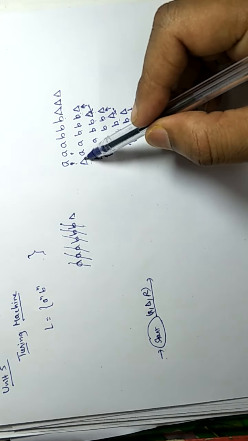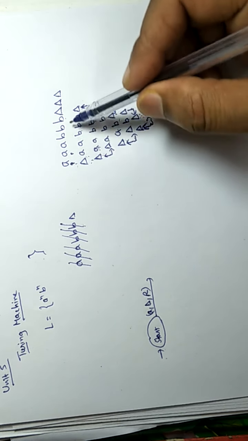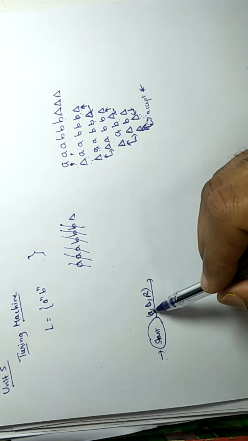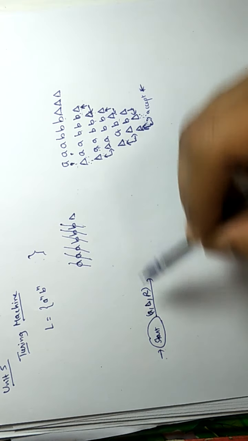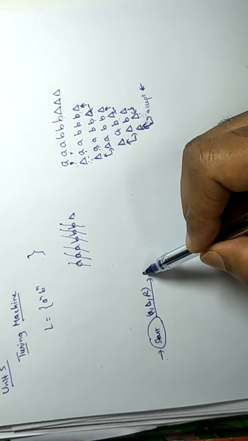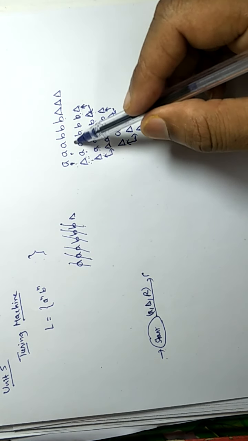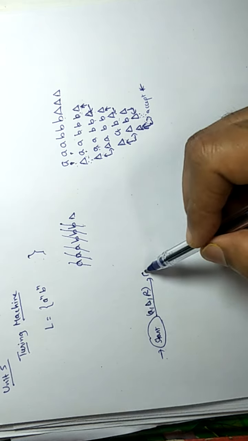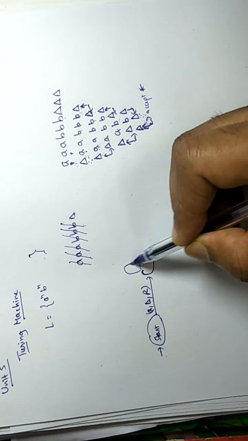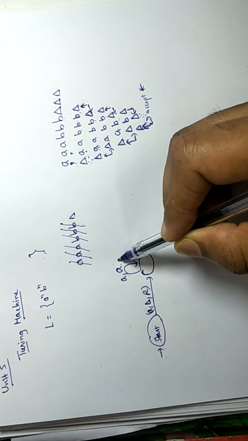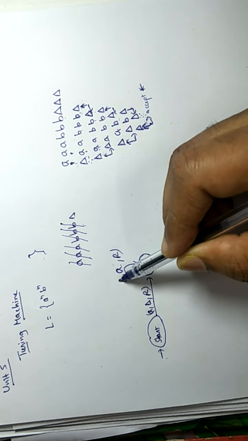Why are we moving to the right? Because we have to reach this corner. Now we convert this A into blank and move to the right here. Now we will get more A's and B's. We will leave them unchanged till this corner. So here we will get more A's. We will leave A as A and move to the right.